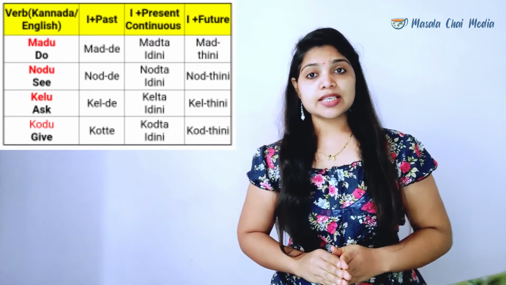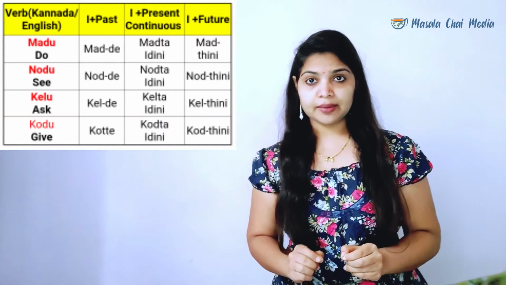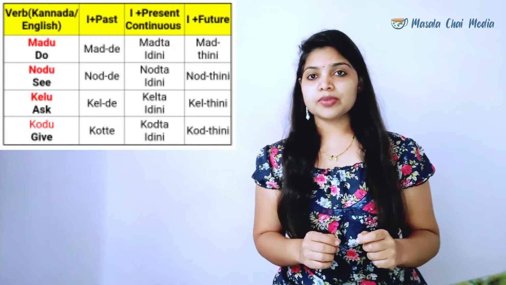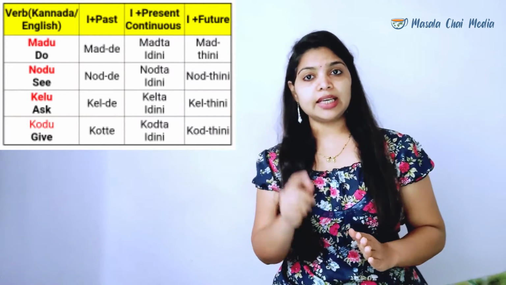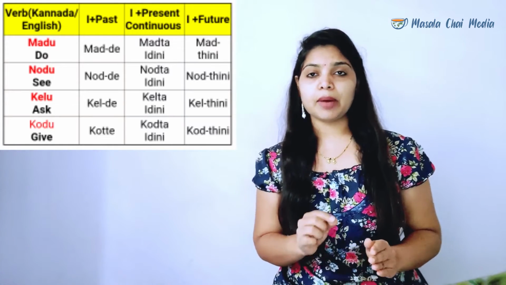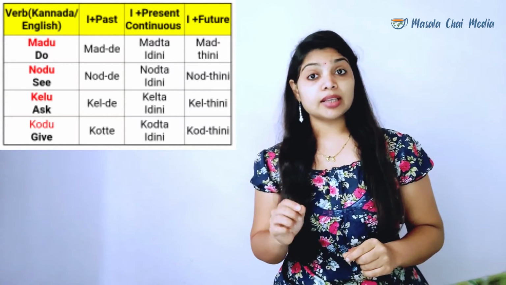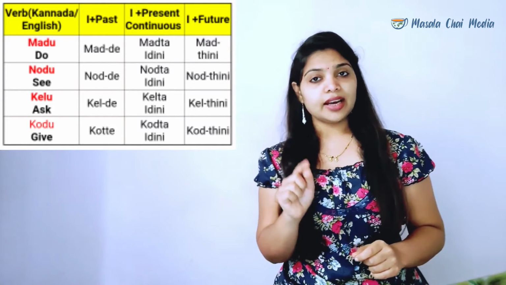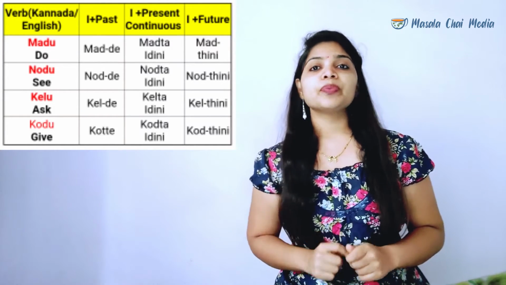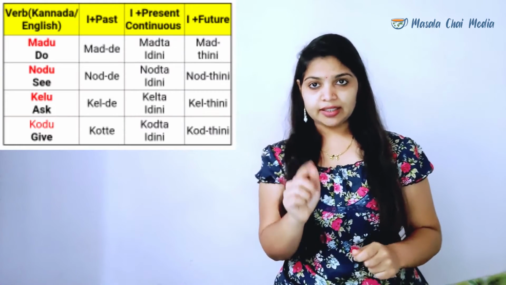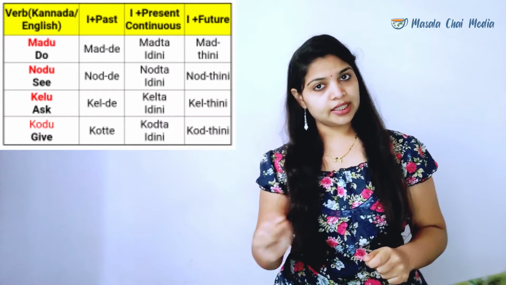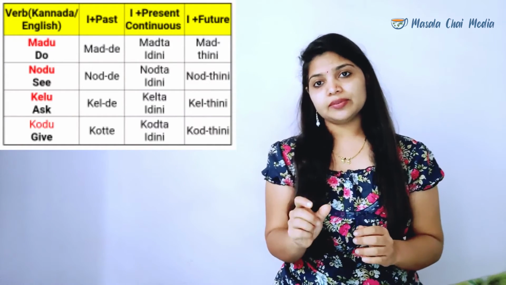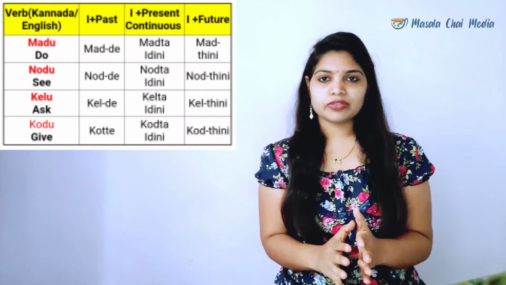Present continuous tense ಮಾಡ್ತಾ ಇದೀನಿ. Future tense ಮಾಡ್ತೀನಿ. If you observe, ಮಾಡು becomes ಮಾಡ್ದೆ, de gets added at the end. Then ಮಾಡ್ತಾ ಇದೀನಿ in present continuous, where ta and ಇದೀನಿ get added. And in future tense, ತೀನಿ gets added, it becomes ಮಾಡ್ತೀನಿ. If you observe the endings, they are the same for most verbs.